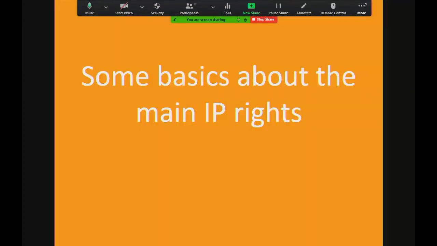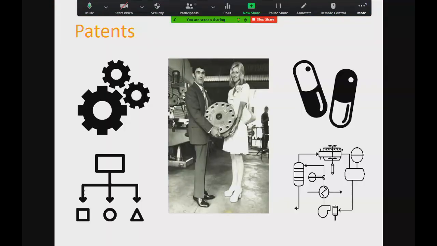Okay, so some of the basics about some of the IP rights, and I'm going to move pretty quick, but if you do have any questions, just jump in. I like to start with patents.